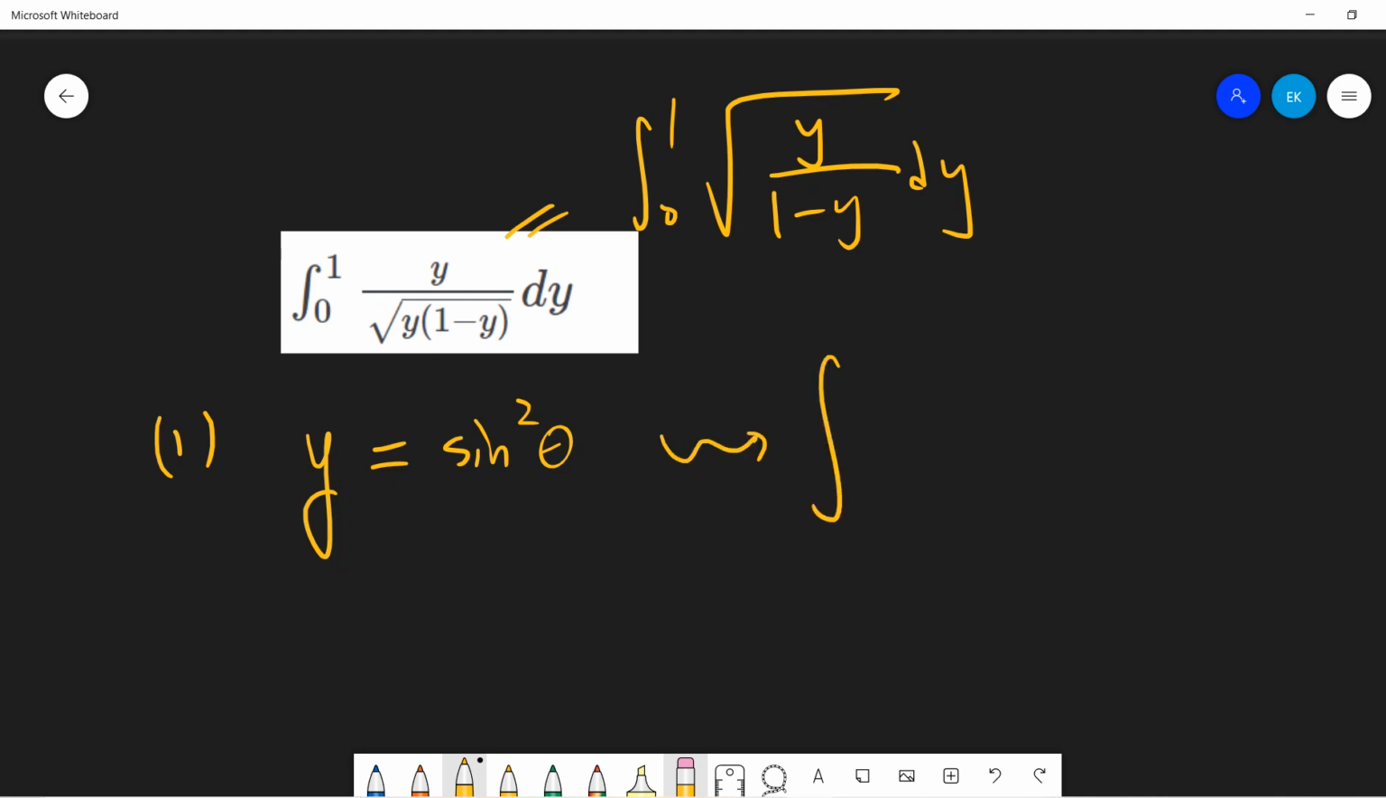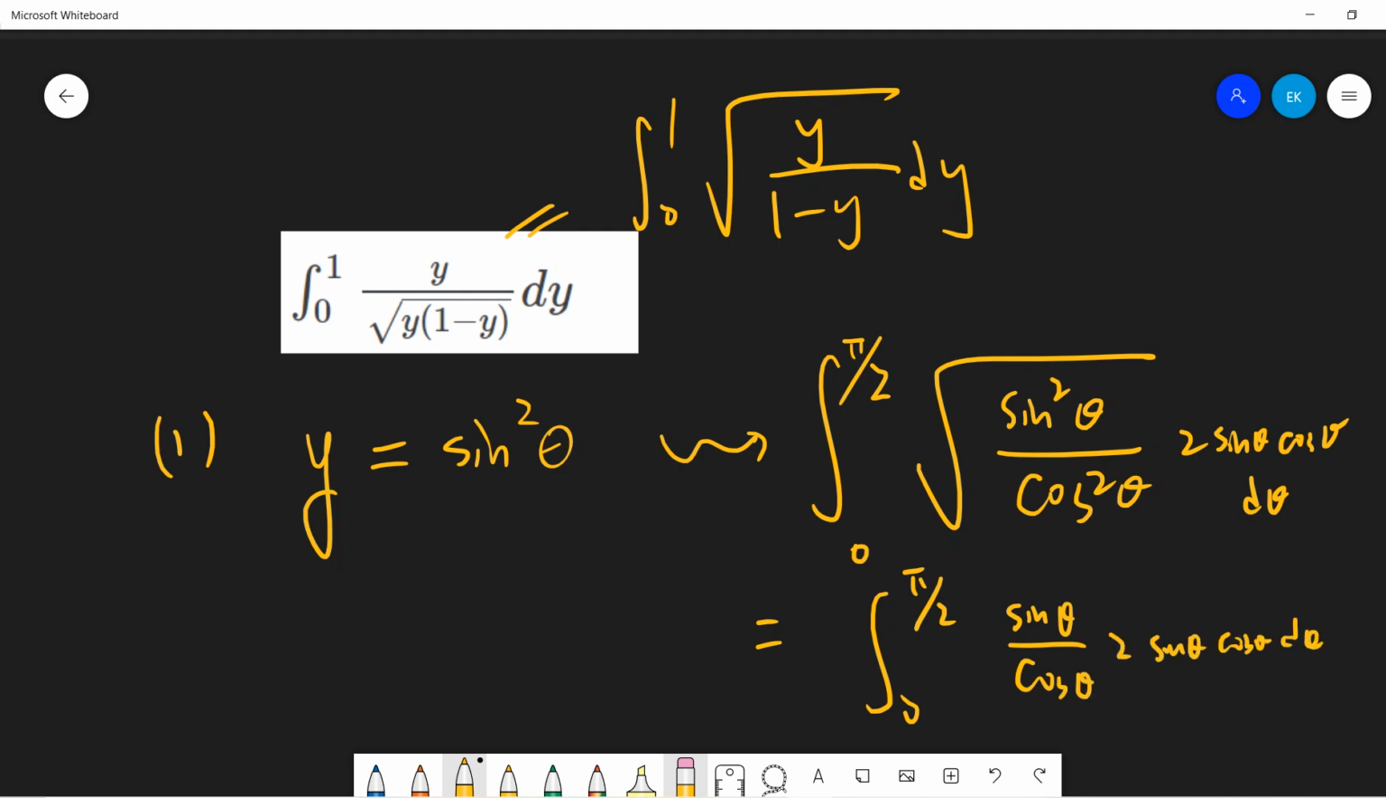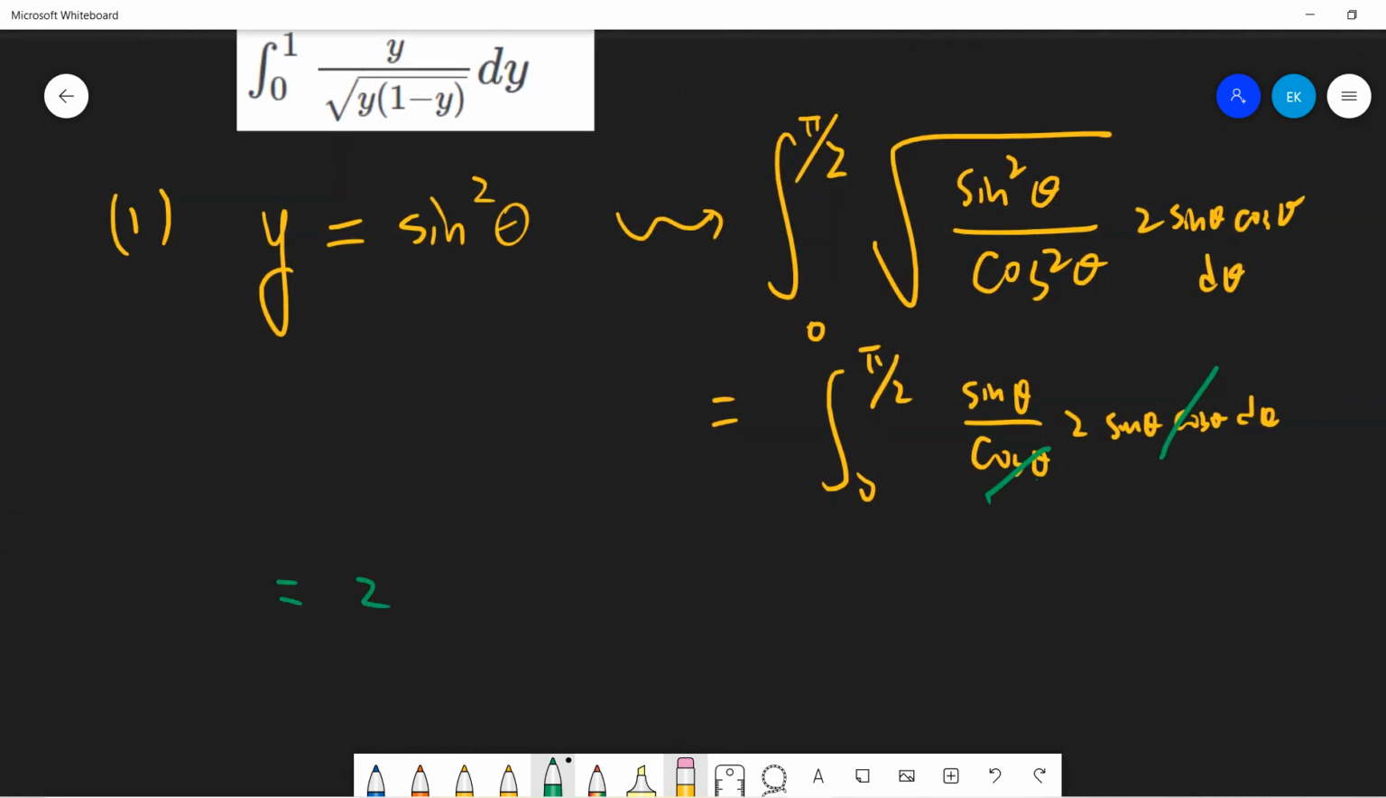When y is 0, I should use 0. When y is 1, I should use pi over 2. So it becomes sine squared theta. Notice that everything is positive now, so there's no ambiguity. Just put theta from 0 to pi over 2. This is sine divided by cosine, so you get 2 sine theta cosine theta, and then you can delete your cosine. Finally you get the integral from 0 to pi over 2 of 2 sine squared theta d theta.